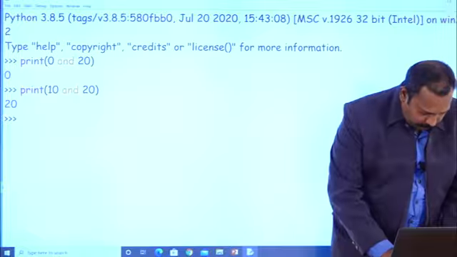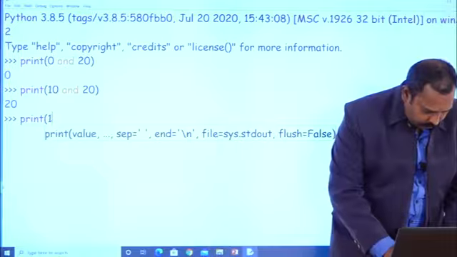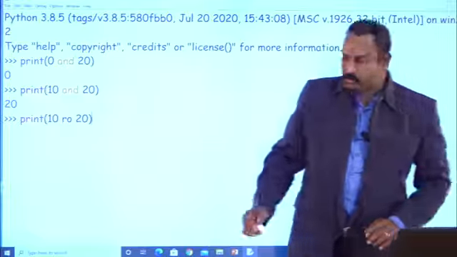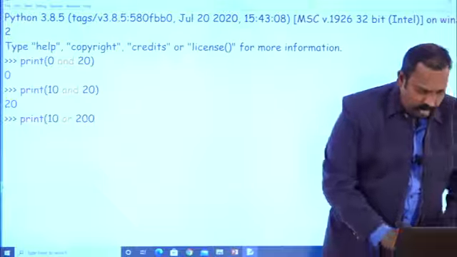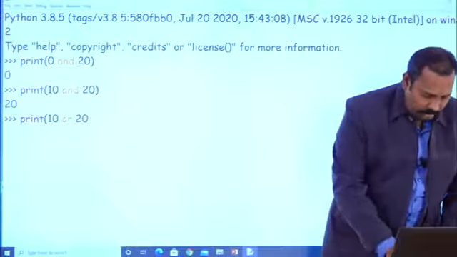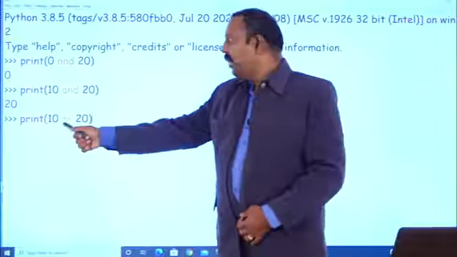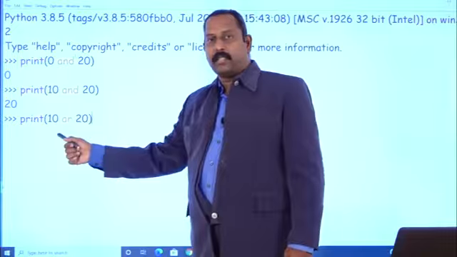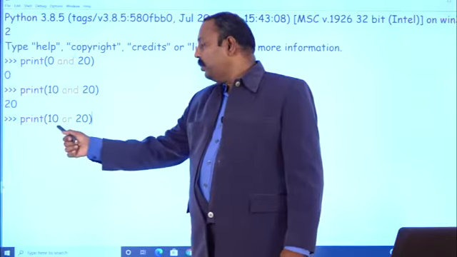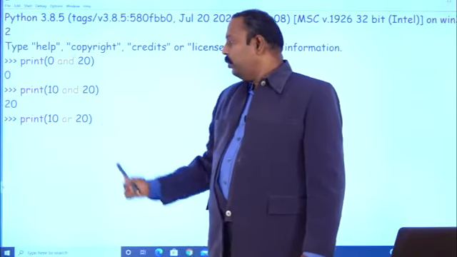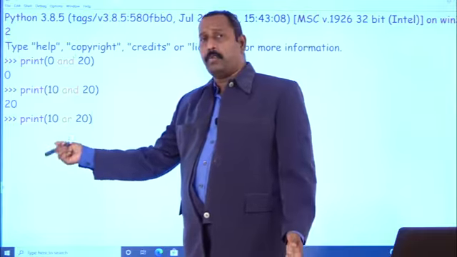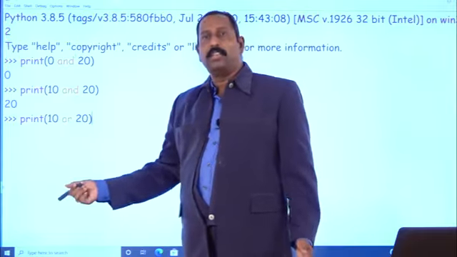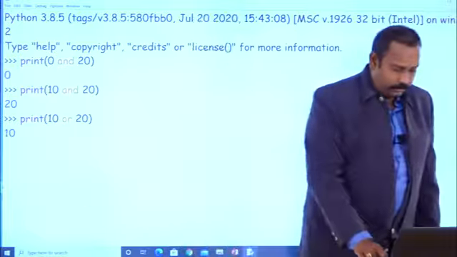Suppose print, here we are using the OR symbol. If X is true, then it returns X. So 10 or 20: the X value is 10, the Y value is 20. Since X is true, it returns the X value. X is true here because other than 0 anything is true. So you will get the output 10.